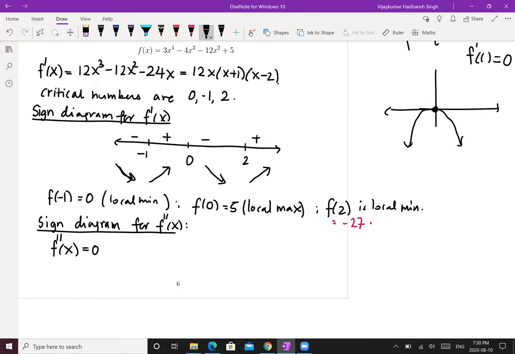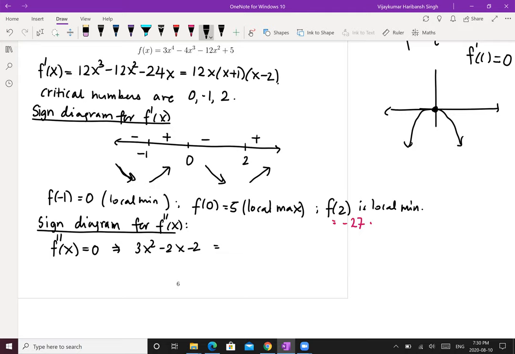So we get f double prime of x equals 0. What is the second derivative of this? This will give me the second derivative, which is 3x squared minus 2x minus 2.